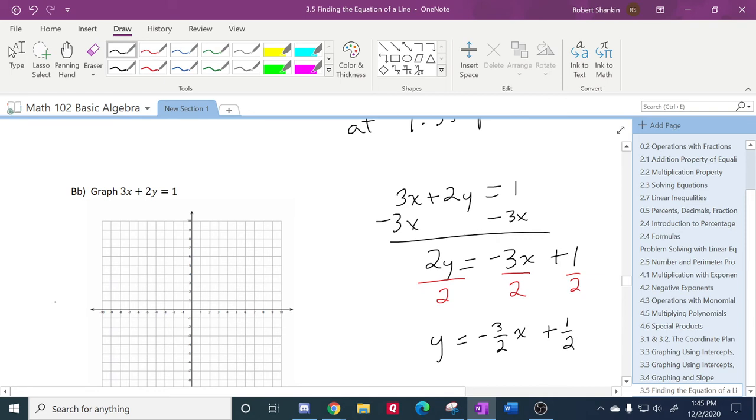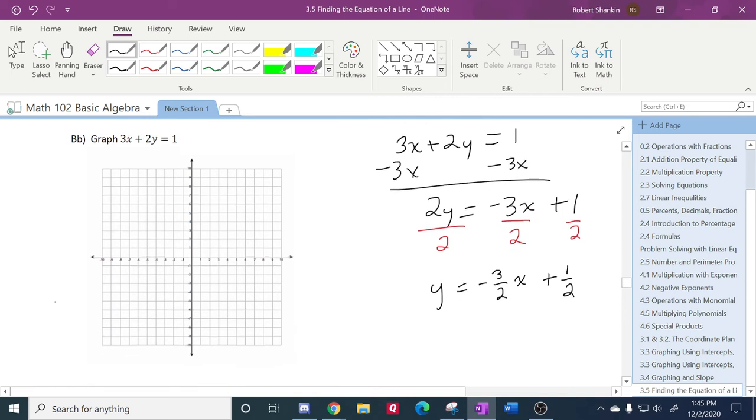Okay, so this is clear that the m is -3/2. If I'd have put the x up in the top, it wouldn't have been quite so clear. It makes it really super clear. And the b is 1/2, so now I'm going to graph it.